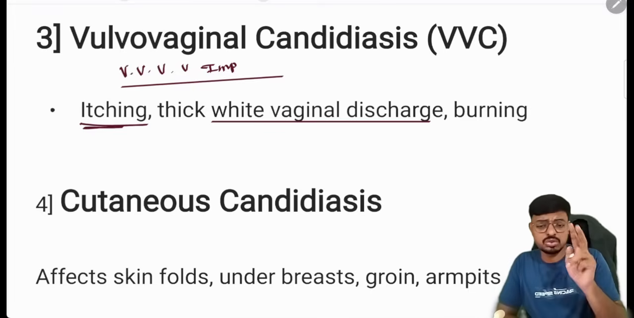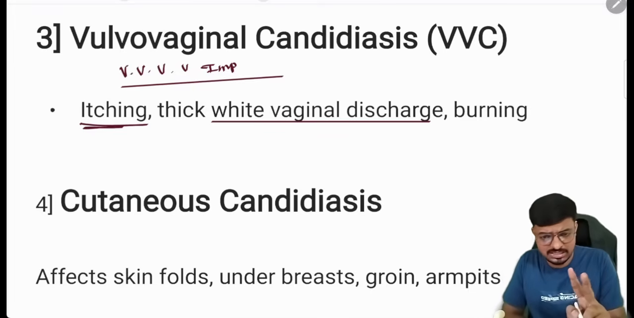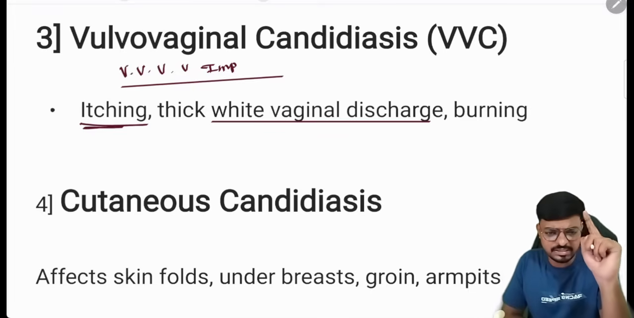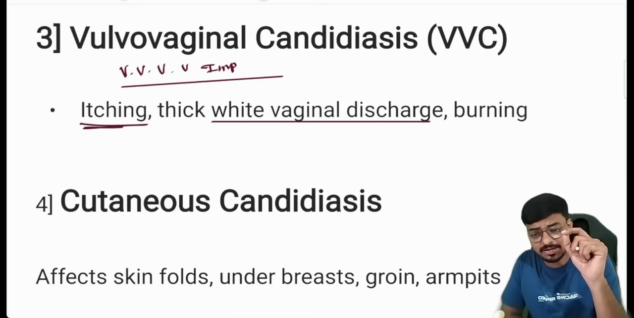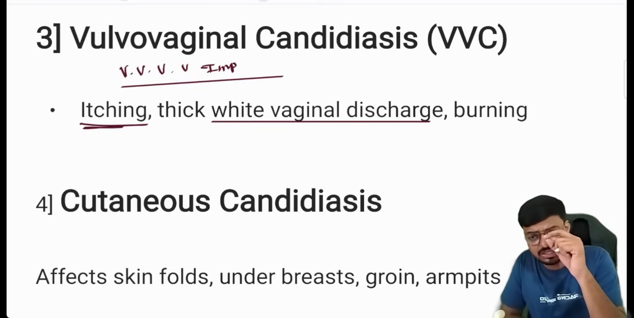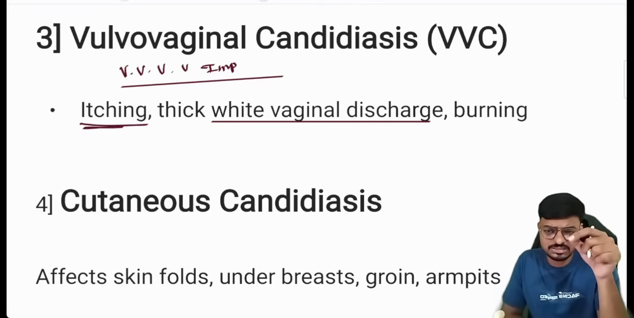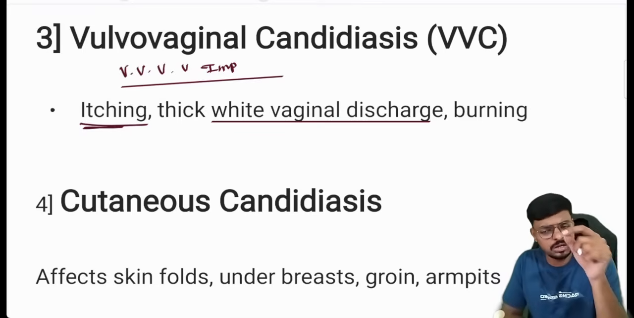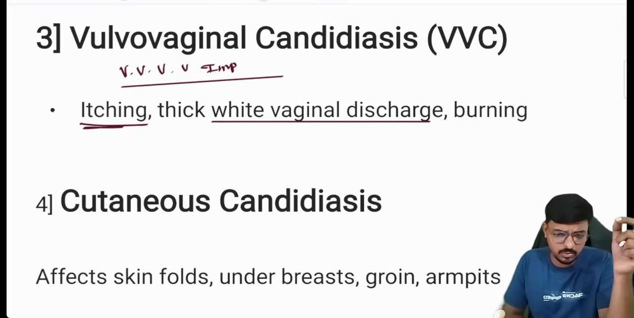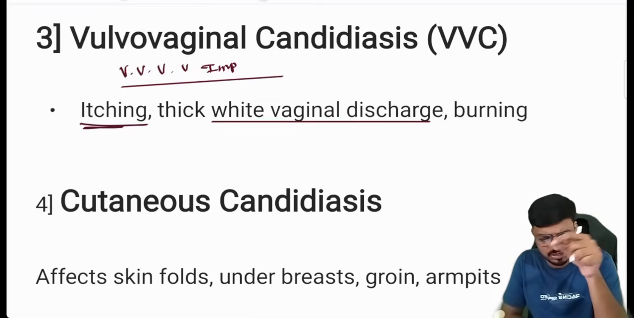In two conditions we get white vaginal discharge. One is bacterial vaginosis, where we get a thin white vaginal discharge, but there is no itching. If itching is there with a thick white vaginal discharge, that is candidiasis. No itching and a thin white vaginal discharge, that is bacterial vaginosis. We will discuss in detail by differentiating them because it is very important for the exam.